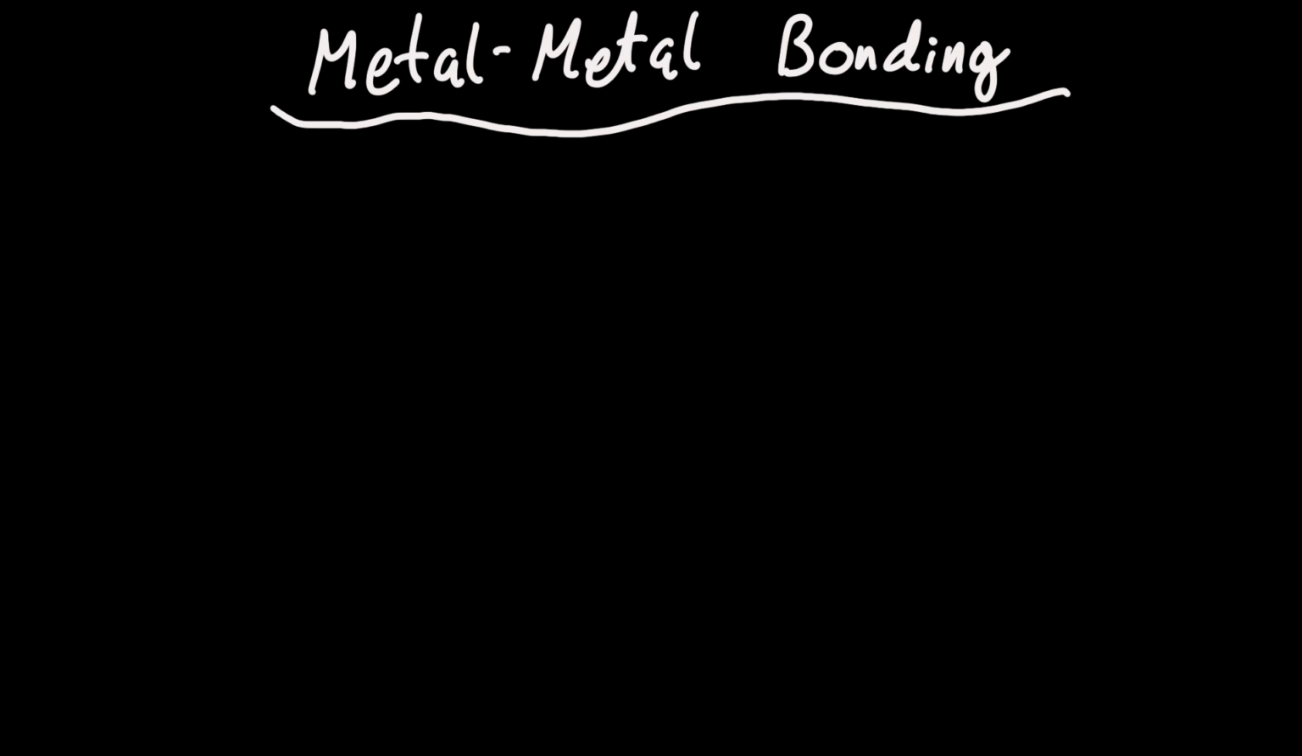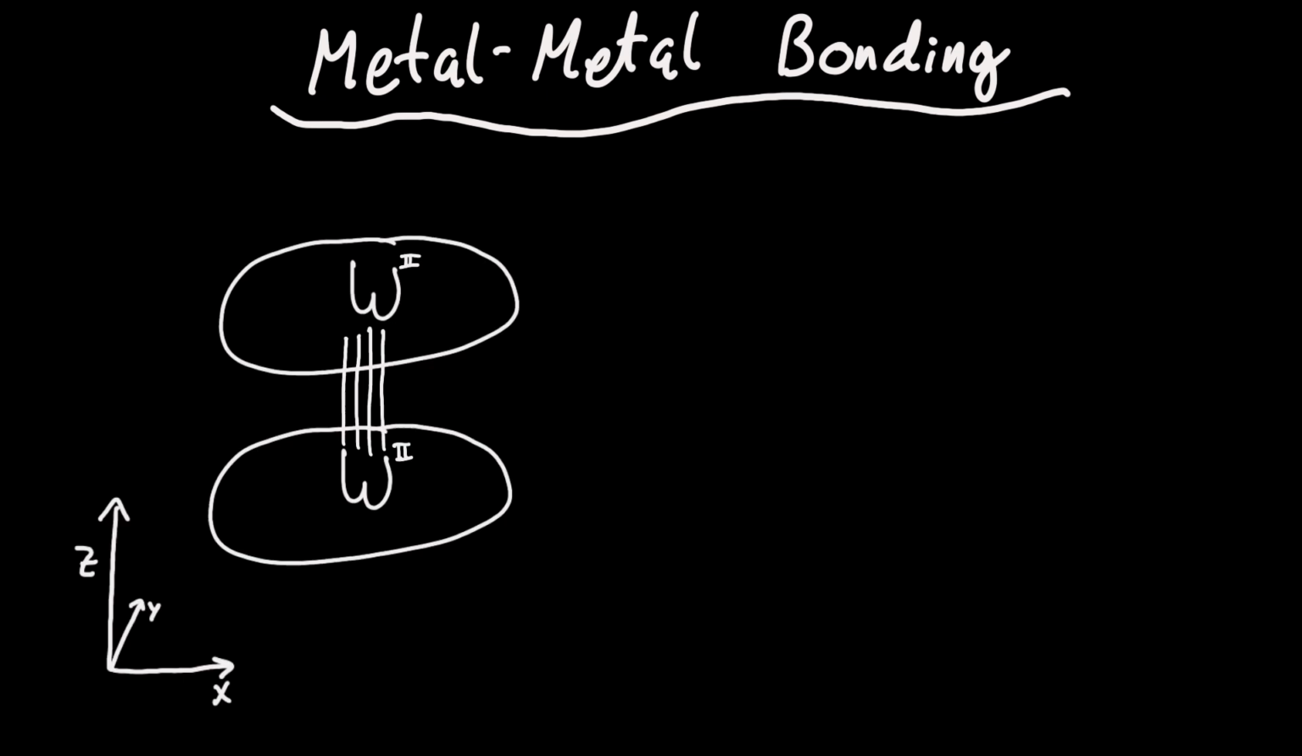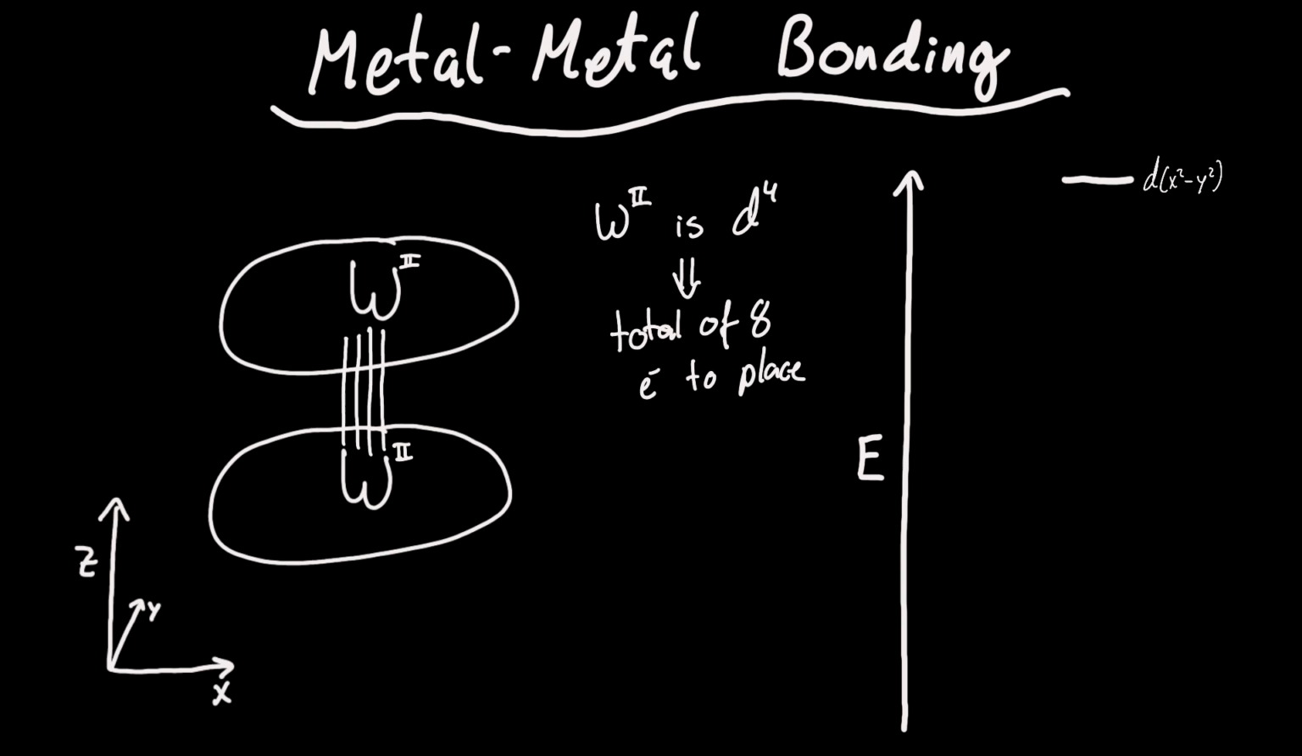The ideas I've gone through can also explain metal-metal bonding. You can have both sigma and pi bonds between the d orbitals, and if they're correctly aligned, we can also have something called a delta bond. Let's look at an example of this: a tungsten porphyrin dimer. Tungsten 2 is a d4, meaning we have a total of 8 electrons to place in our molecular orbital scheme. The dz squared orbitals overlap head-on, creating sigma and sigma star orbitals.